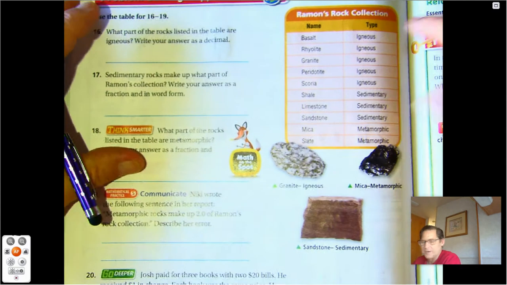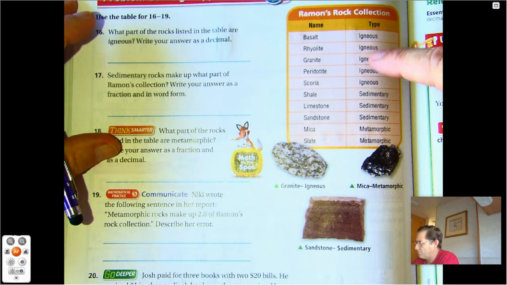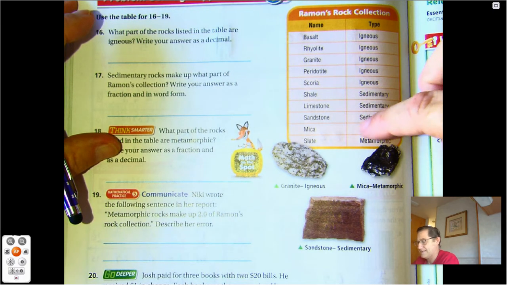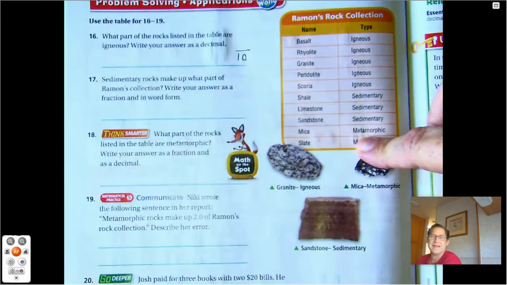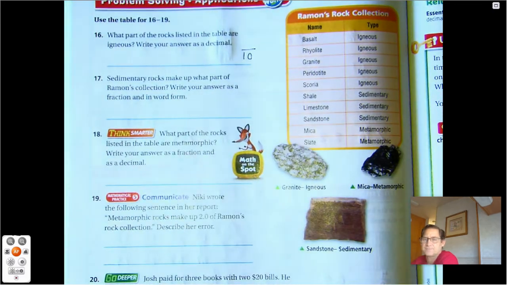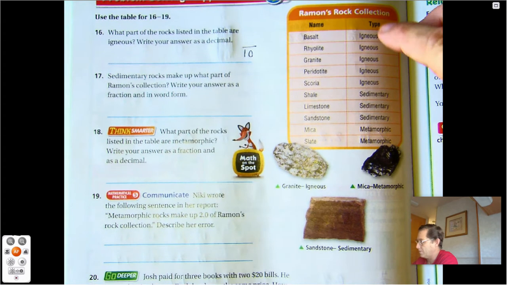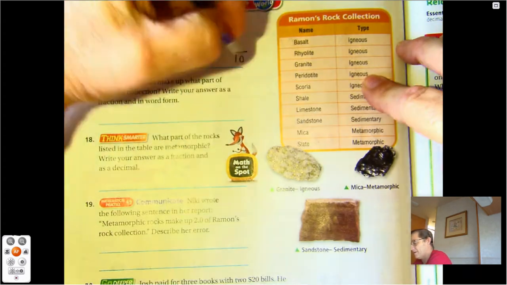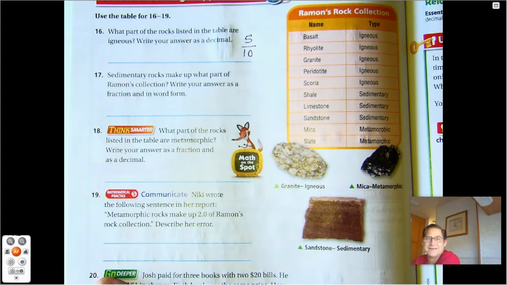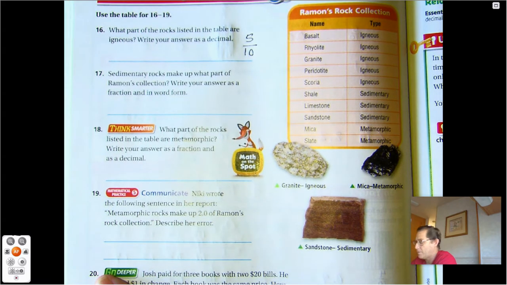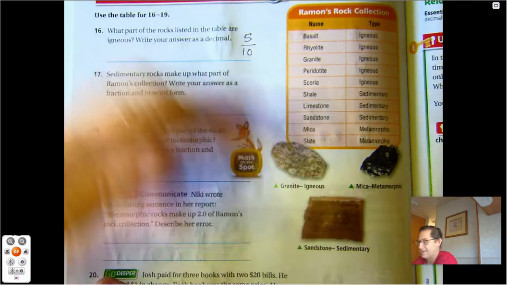So let's see how many rocks we have. We have 1, 2, 3, 4, 5, 6, 7, 8, 9, 10, we said, right? So 10 rocks. And of those 10 rocks, how many are igneous? 1, 2, 3, 4, 5. So 5/10 of the rocks are igneous. How do we write 5/10 as a decimal?